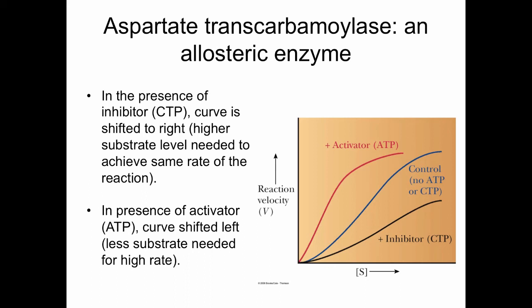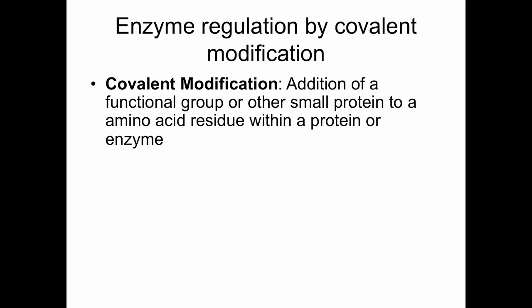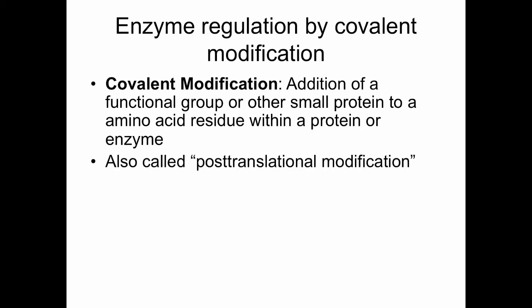achieve a higher rate. Enzymes can also be regulated by covalent modification. Covalent modifications are additions of functional groups or other small proteins to an amino acid residue within a protein or enzyme. This is also called post-translational modification because these modifications occur after translation.